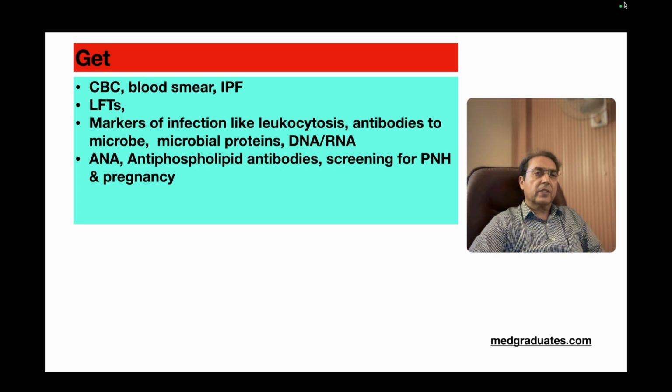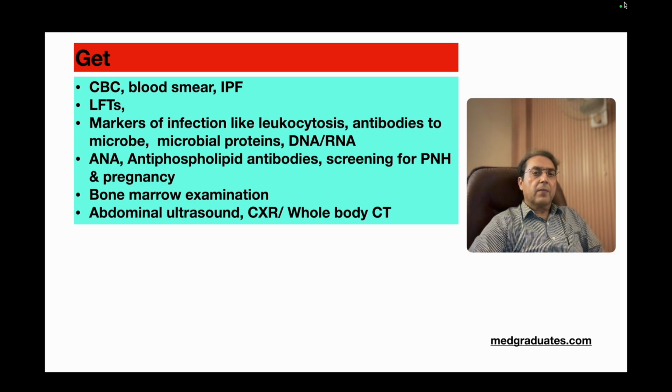Look for the presence of pregnancy, which is an independent cause of mild thrombocytopenia. Severe thrombocytopenia is seen in HELLP syndrome and preeclampsia. Then bone marrow examination. If the bone marrow is working normally, if the megakaryocytes are present and normal, that means platelets are being destroyed in the periphery. Or you can look for evidence of invasion of the bone marrow by malignancies. And abdominal ultrasound, chest X-ray, CT scan to look for secondary causes of thrombocytopenia.